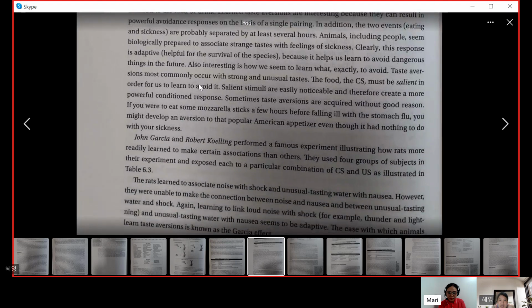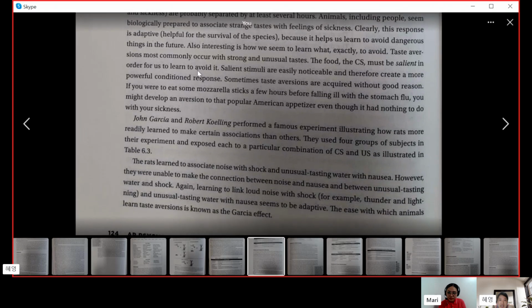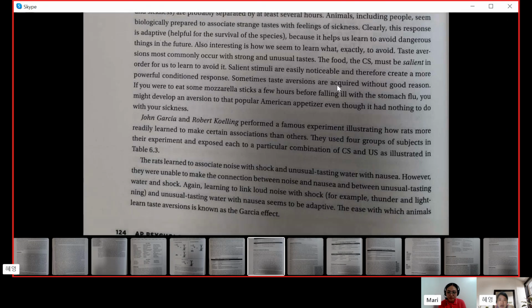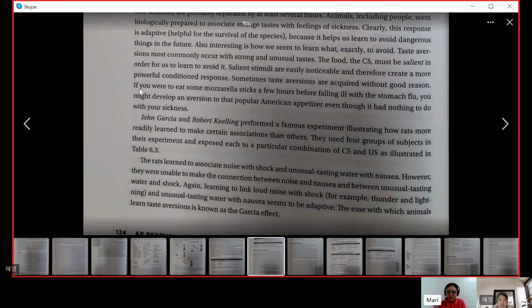Salient stimuli are easily noticeable and therefore create a more powerful conditioned response. Sometimes taste aversions are acquired without good reason. If you were to eat some mozzarella sticks a few hours before falling ill with some stomach flu, you might develop an aversion to that popular American appetizer, even though it had nothing to do with your sickness.